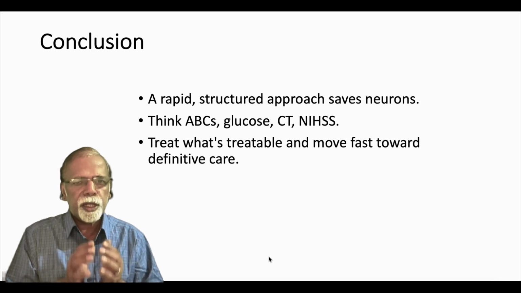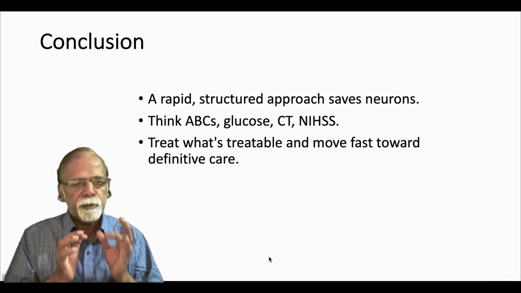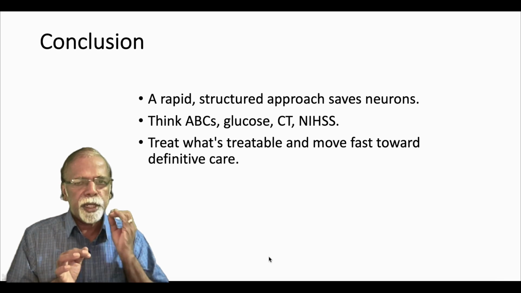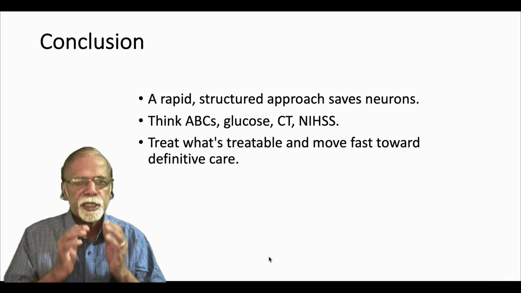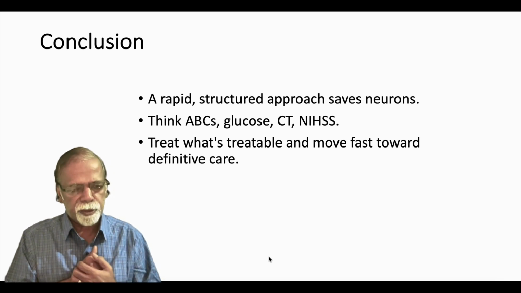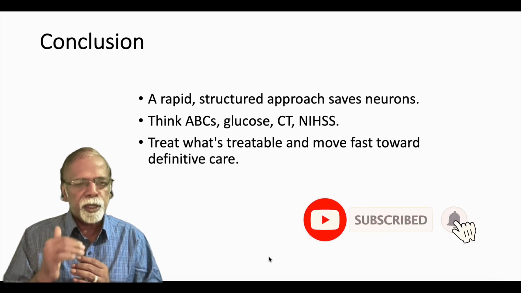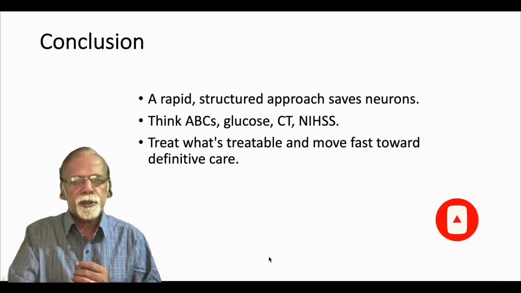So in conclusion, a rapid structured approach saves neurons. Think ABC, blood glucose, non-contrast CT, NIH stroke scale. Treat what is treatable and move fast forward for definitive care. The thrombolytic therapy, mechanical thrombectomy, antiplatelets, anticoagulants, etc. will be discussed subsequently. Thank you.